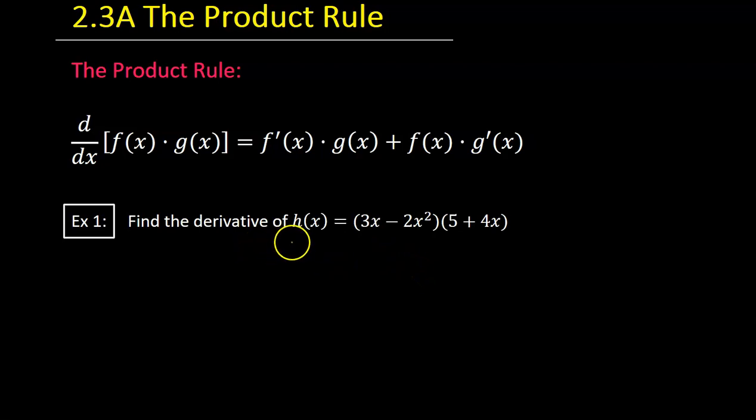So for example 1, we're going to find the derivative of function h, which equals (3x minus 2x squared) times (5 plus 4x). So for this example, if you want to match it up with the product rule, I'm going to think of this first part as f of x, and I'm going to think of the second part as g of x.